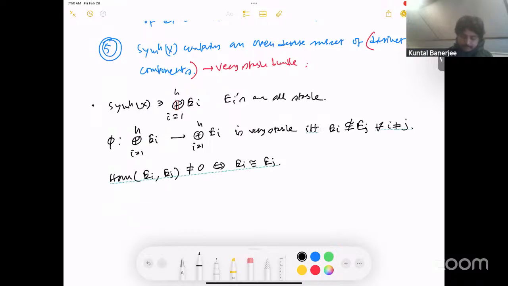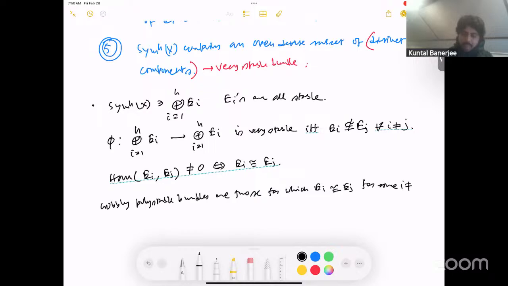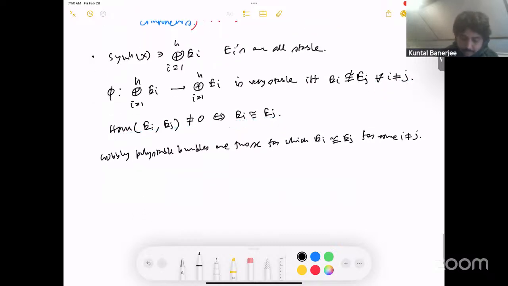And the wobbly polystable bundles are those for which E_i is isomorphic to E_j for some i not equal to j. Okay, so this is the key information about understanding the very stable and the wobbly locus inside the moduli space of semistable pairs. So now let us revisit some information about the canonically twisted Higgs bundles.